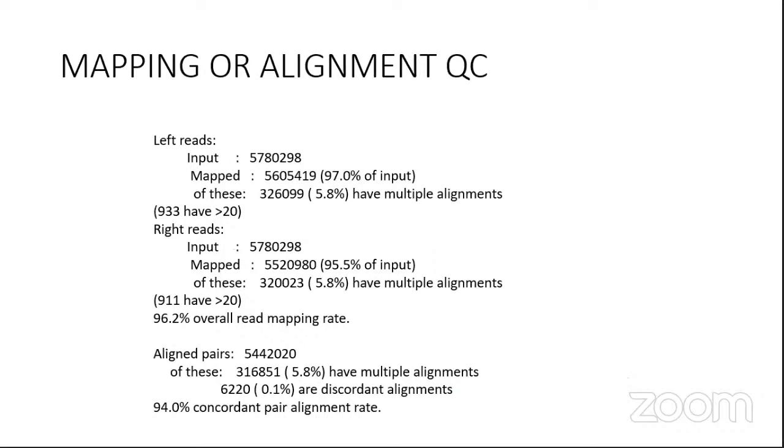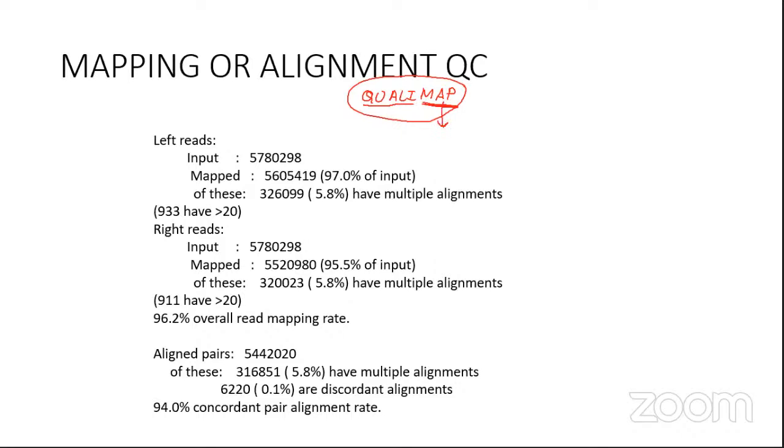Now I have aligned my reads to my reference. How do I know that my alignment is good or not? To do so, there is a tool called QualiMap. As the name itself indicates, map. So this is doing the quality check of the mapped reads.